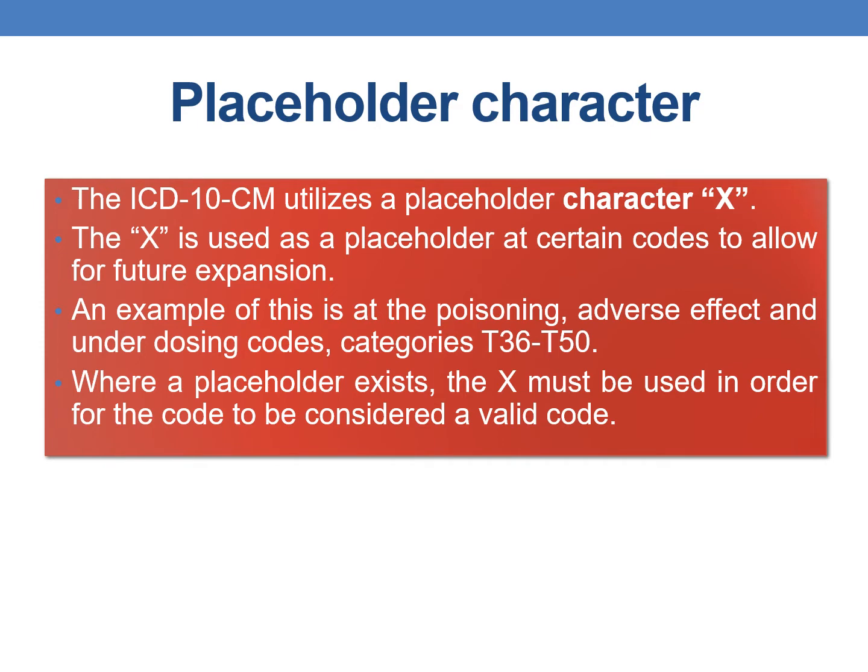Coming to the next convention, the placeholder character. The ICD-10-CM utilizes a placeholder character X. The X is used as a placeholder at certain codes to allow further expansion. An example of this is at the poisoning, adverse effects and underdosing codes, which come under the categories T36 to T50. Where a placeholder exists, the X must be used in order for the code to be considered a valid code.